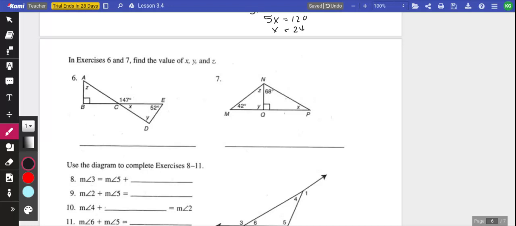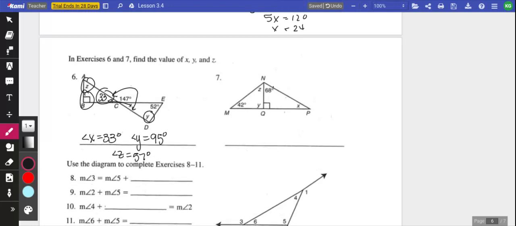Okay, number 6 here. If we're given these two measurements, find the values of x, y, and z. First of all, I know that x and 147 make a linear pair. So 180 minus 147 gives me x to be 33. Then I know that 52 plus y must equal 147, so angle y is 95. Now based on vertical angles, if x is 33, then this one is 33. And I know that z and 90 and 33 should make 180. So 180 minus 90 minus 33 gives me 57.